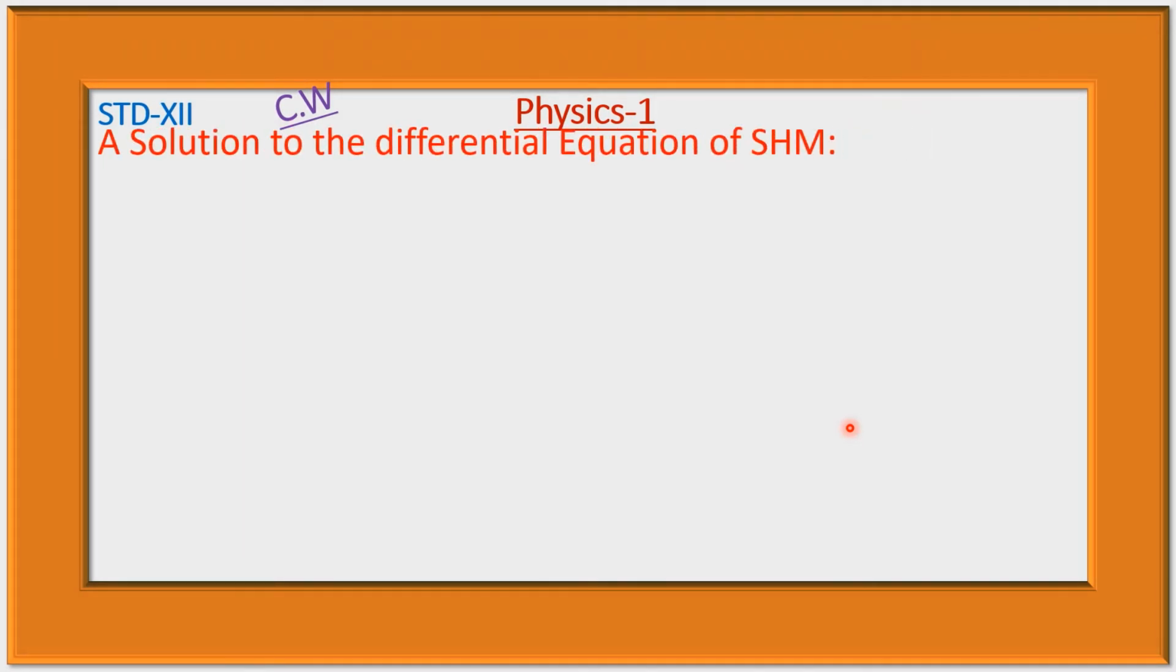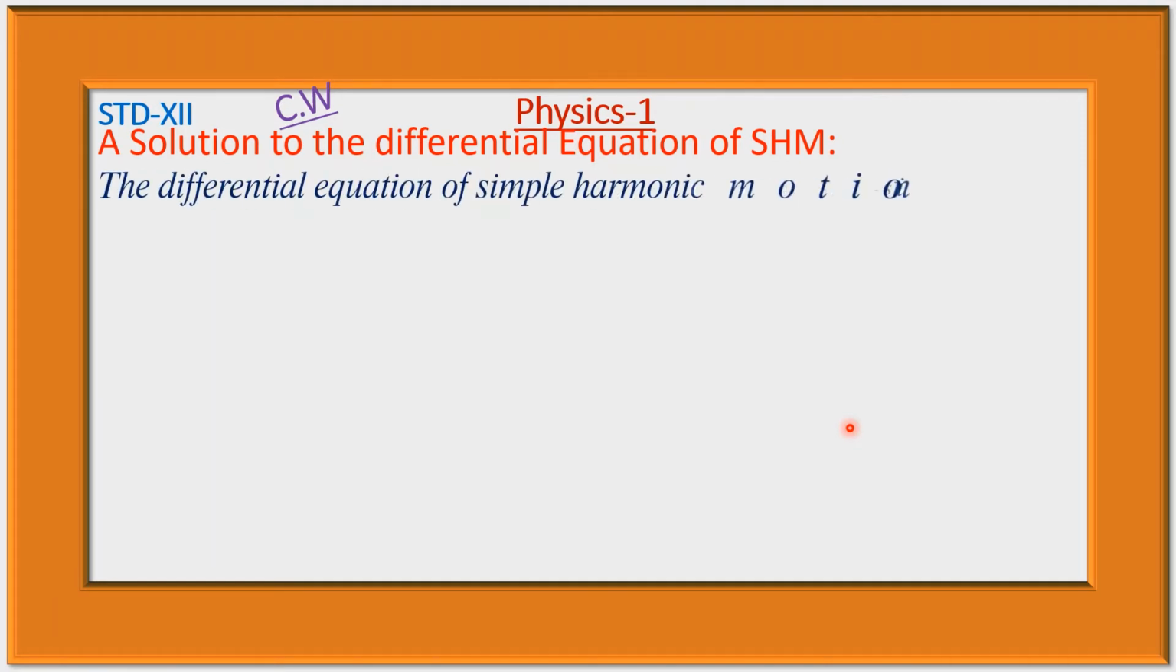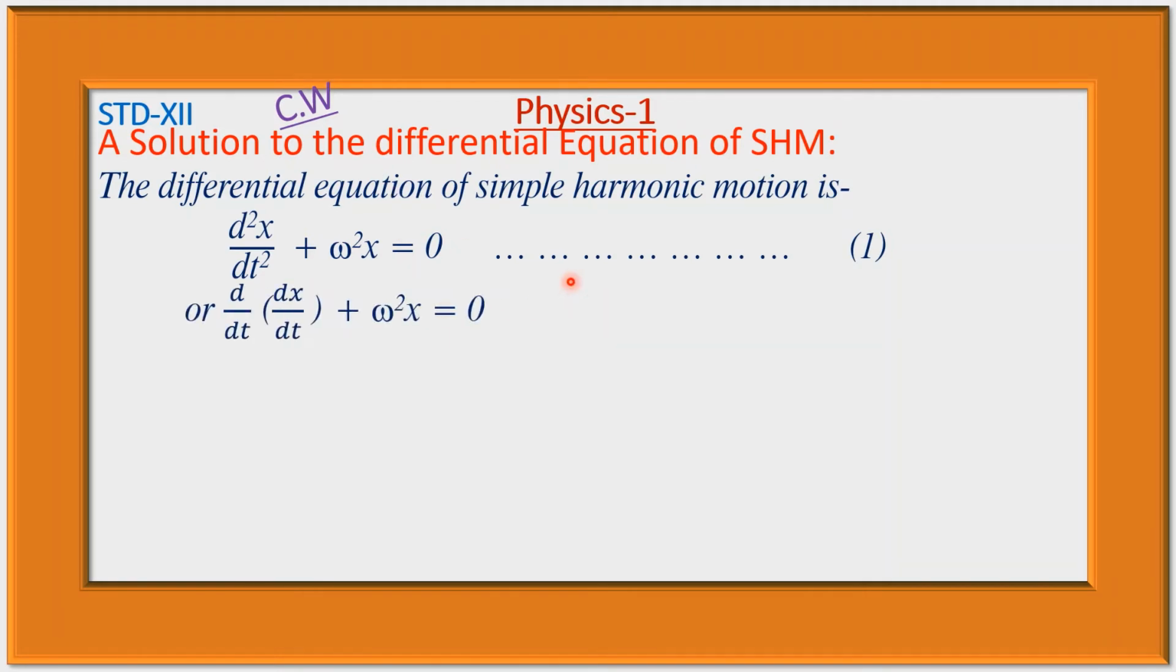A solution to the differential equation of simple harmonic motion. Now we will determine a solution of the differential equation. The differential equation of simple harmonic motion is d square x by dt square plus omega square x is equal to 0. Already we have determined it. Now we will determine the solution of this equation. Here d/dt of dx/dt plus omega square x is equal to 0. Here d square x by dt square we can write as d/dt of dx/dt.